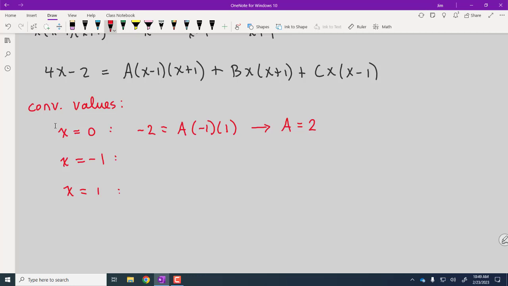Now we plug in -1. -1 on the left, -4 minus 2 is -6. -1 on the right, gone, gone. When we plug in -1 for x, -1 plus 1 is 0 in both these cases, so both those terms are gone. So plugging in -1 over there, it's the only stuff that's left. That's going to be c times -1 times -2. So this is going to tell us that c is equal to -3.